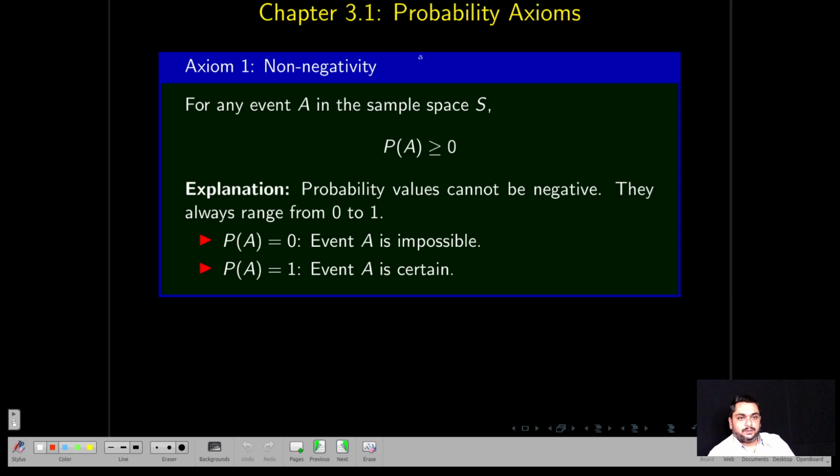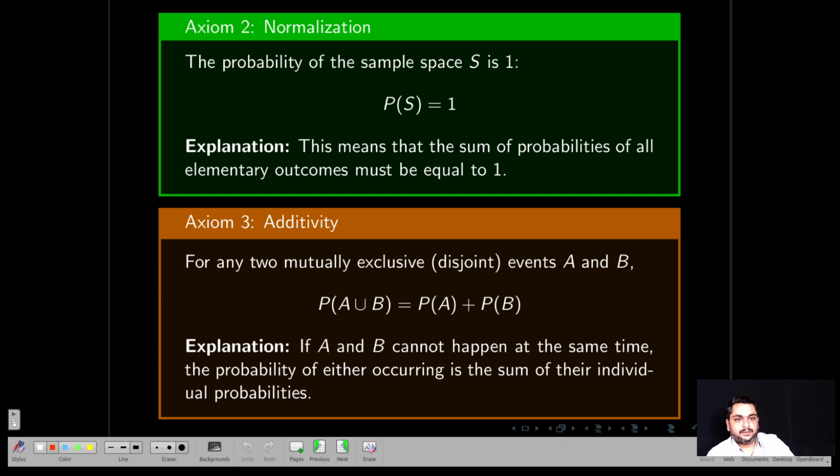Next, we will see some of the probability axioms. Okay, what is an axiom? An axiom is a statement which is already proven or established. Any statement which is established or well proven. So the first axiom of probability is non-negativity. What it says is very simple: probability cannot be a negative value because it lies between 0 and 1. That is the first axiom.